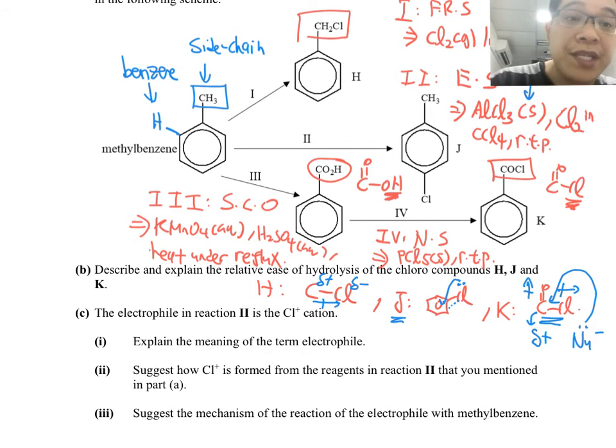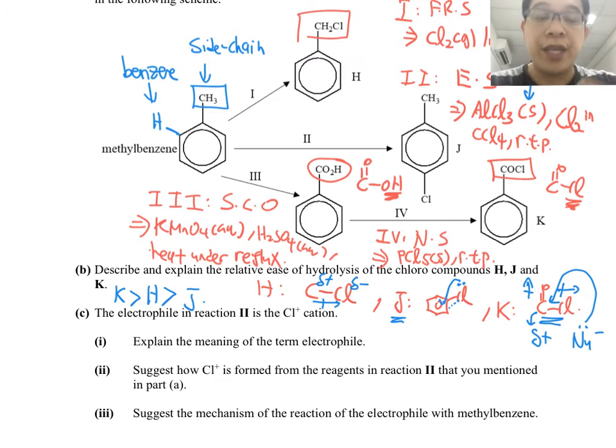Hence, if you want to write in terms of the order of reactivity, I would say that your K should be the fastest, then followed by your H, then finally is your J. Right? Very important to remember this trend. Now let's take a look at C part 1.